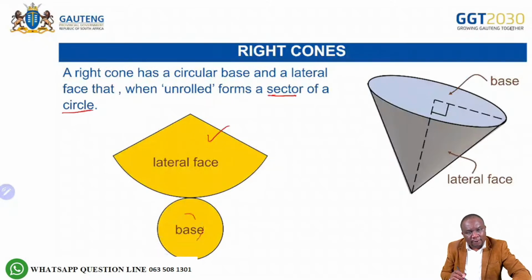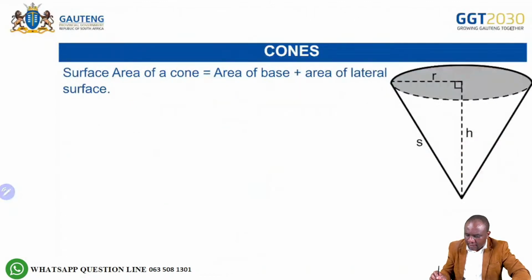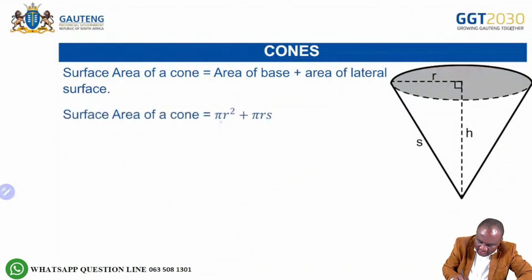So the surface area of the cone will be the area of the circle, pi r squared, plus the area of the sector of a circle. Okay, and then to find the area of a sector is very easy. I'll just show you now. Right, and then we have this. We say this is radius. This is the height of the cone, and then we have the slant height. The slant height. So that's what we use for our area of the lateral face. Okay, so now surface area is going to be pi r squared.